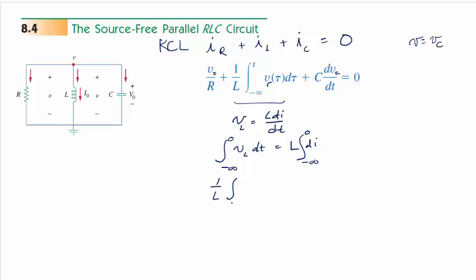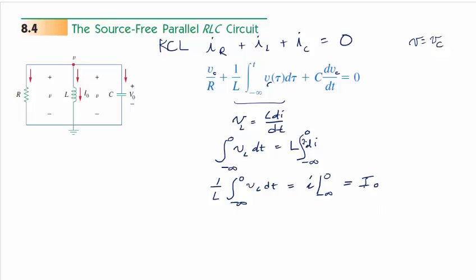1 over L, integral from negative infinity to 0 of V sub L dt equals, and then over here, the integral from negative infinity to 0 of di is really, recall, like 1 di. So what's the integral of 1? It's just I, and it's going from negative infinity to 0. So that means that's the initial current there. So that's our initial conditions right there.